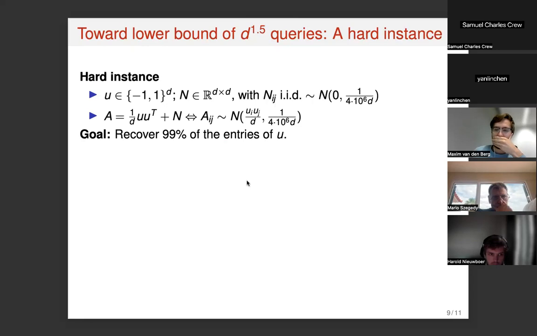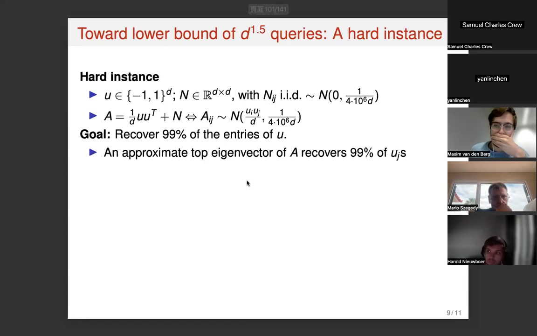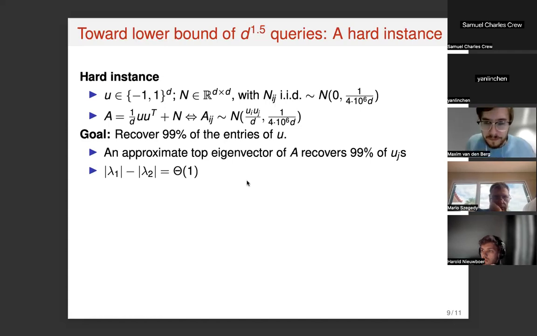And now, what's our goal? Our goal is to recover, say, 99% of the entries of U. And if you can find the top eigenvector of capital A, you can use this approximate top eigenvector to recover, say, 99% of the information of U. Okay. And by some random matrix tricks, we can show that the spectral gap for this matrix is quite big, say constant. So in this case, it's sort of the easiest case because we have the constant gap and also a constant L2 norm error, you can think about.